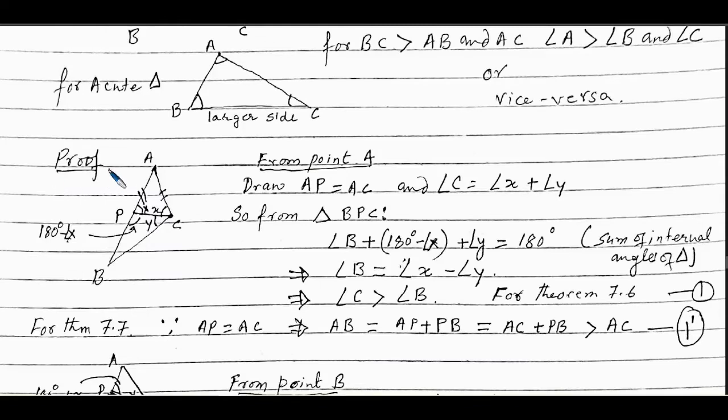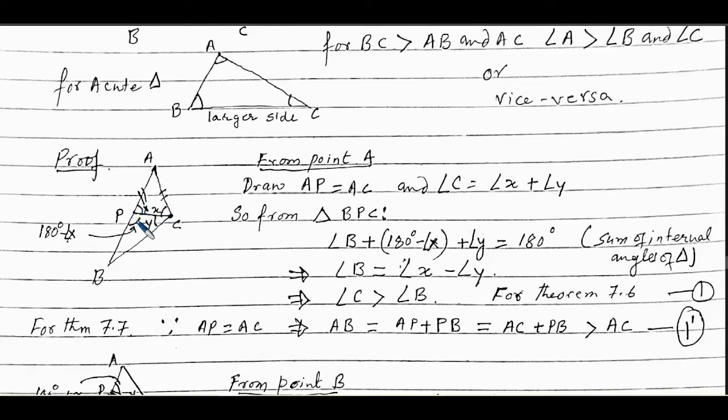So now we prove theorem 7.6 and 7.7. For this, we draw a triangle ABC. From point A, I take AC, measure it by compass, and draw the same length here at point P, and draw a straight line here. So I get an isosceles triangle. If I get an isosceles triangle, then this angle and this angle are the same. Angles opposite to equal sides are the same, that we have studied. So if I call this X, the remaining I can call Y.